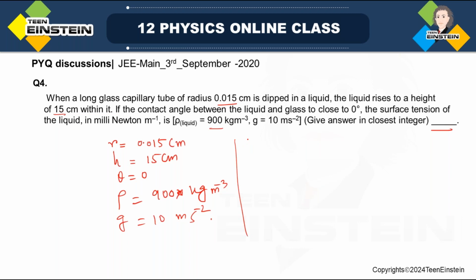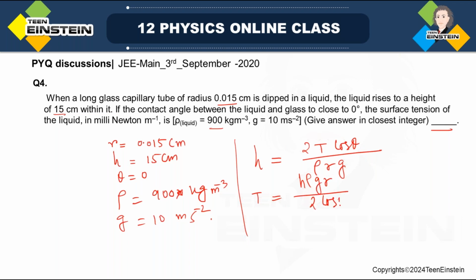Look here, you need to directly write down the formula for the capillary rise. You know that h is 2T cos theta divided by rho r g. Everything is given, only you have to find T. T is then h rho g r divided by 2 cos theta. Here theta is 0, that means cos theta is 1. Now you just put the values and do the calculation.